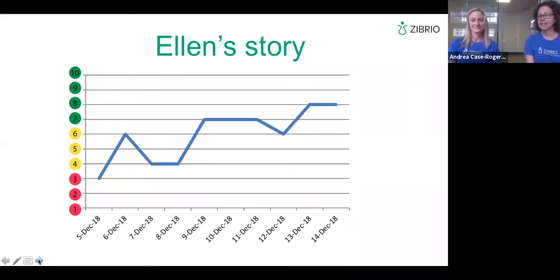Sure. So Ellen's, as Katie said, a personal trainer. She's also a runner. She's run a number of marathons. She's in her 60s, very fit lady. But as you can see at the beginning here, she scored low. She scored in the high risk zone. And this was a real shock for her.